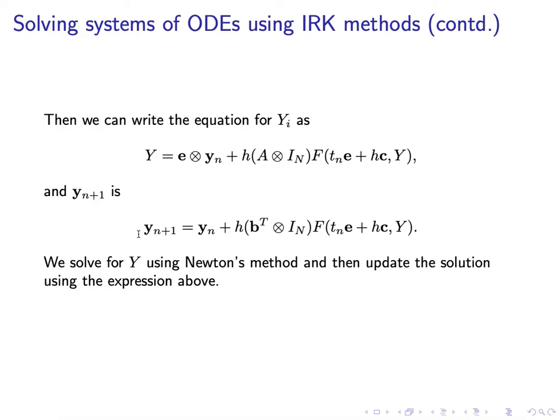And we could also use tensor products to write our updated value for Yn+1. So we have B transpose, and remember the vector B is always a column vector, so B transpose is a row vector. That's tensor product with the identity matrix multiplied by that same function big F. So what we do is we solve for big Y using Newton's method, and then we update our solution, our vector of Y values, using this expression here.